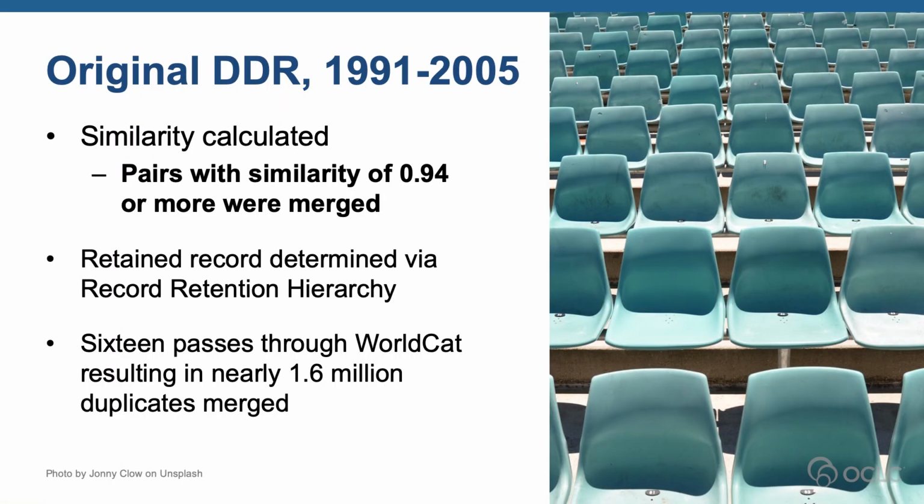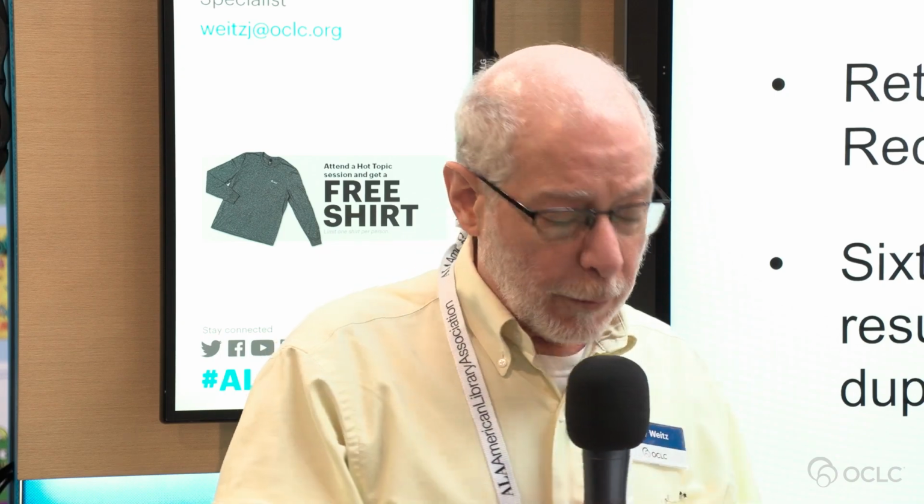Setting aside the flagged records, the algorithms calculated a numerical level of similarity between records. Record pairs that were not flagged and set aside and had a similarity of 0.94 out of 1 were deduplicated. The retained record was chosen according to an early version of what we now call the record retention hierarchy, which considered encoding level, leader 17, cataloging source 008, position 39, certain values in field 040, subfield C, such as DLC and NLM, and other factors.